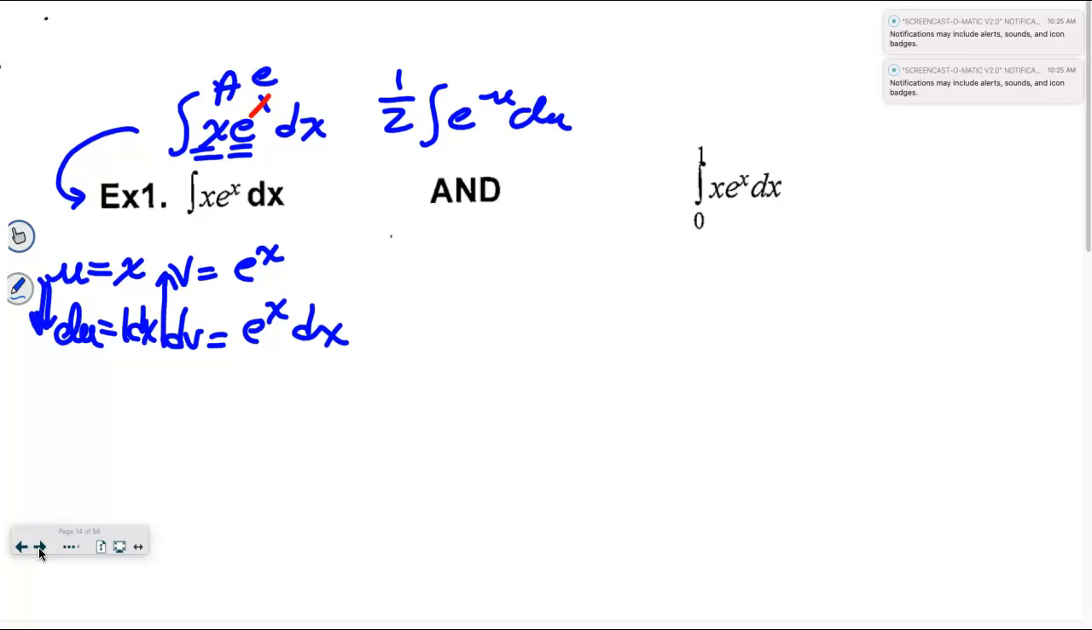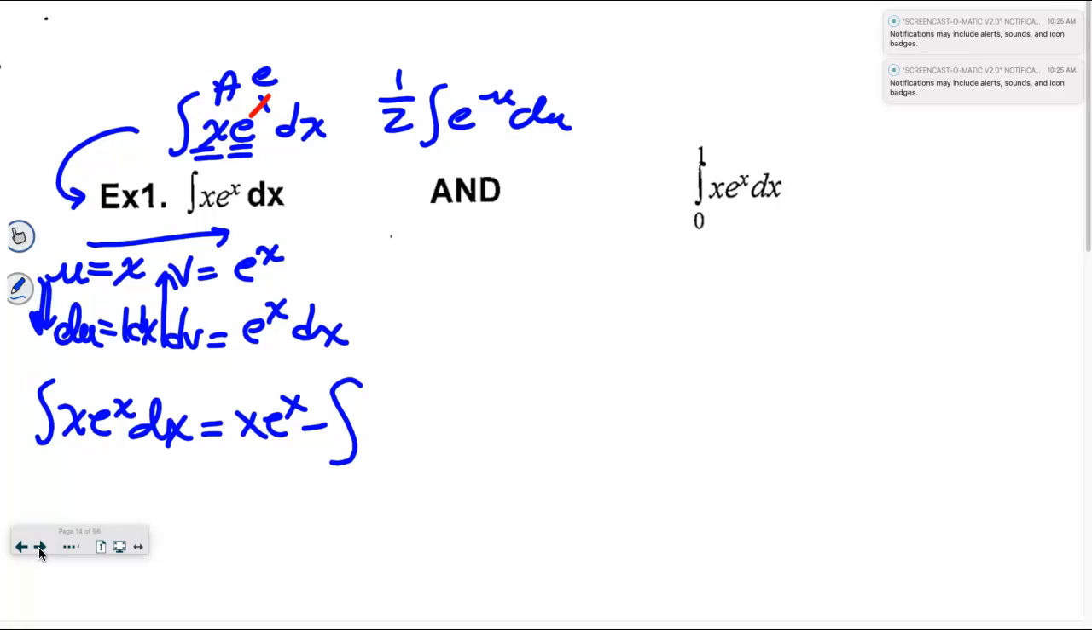So now when I set that up, x e to the x dx is equal to uv, which is x e to the x, minus the integral of v du. And now it's easy. That's why they call it by parts, because you break it into parts, and now it's easier. What's the antiderivative of e to the x?